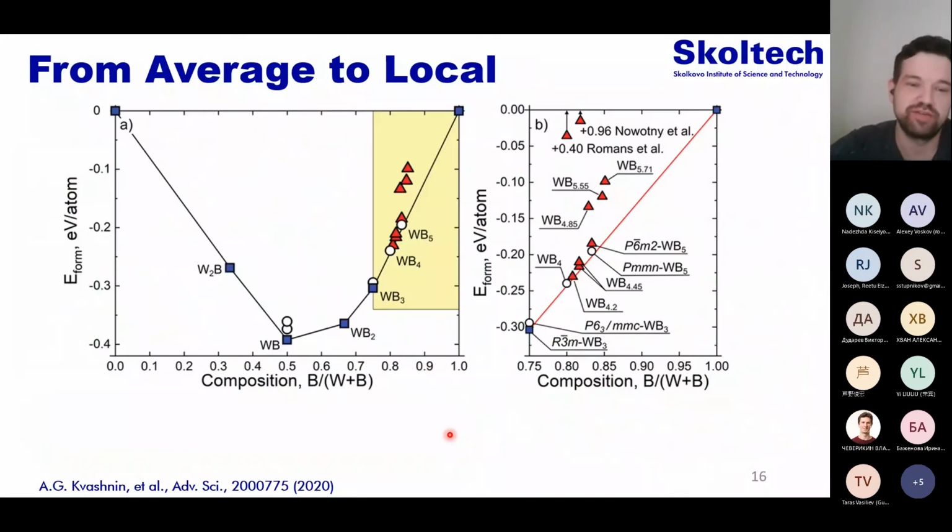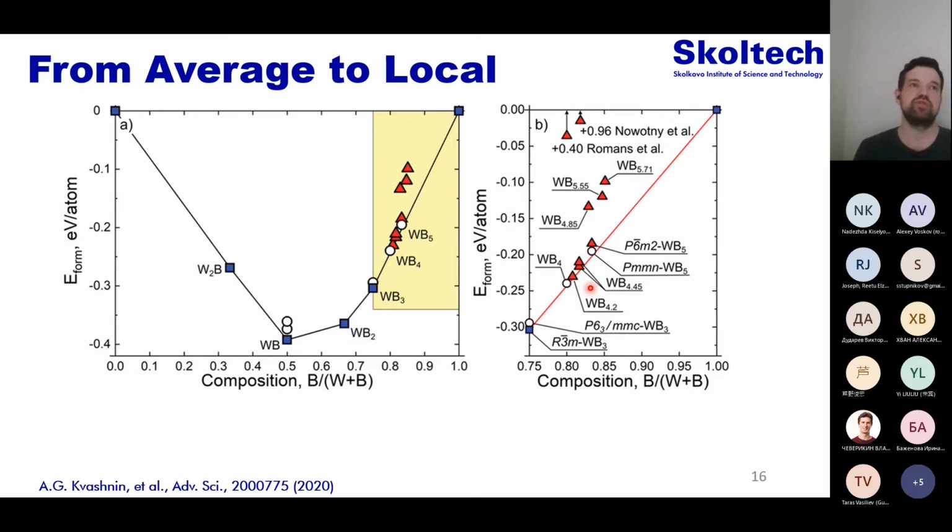After that, when we have such an average model of the disordered compound, we can construct different local structures in order to calculate their formation energy and other properties. Here you can see the boron-rich part of the convex hull, and the red triangles are the local structures which we constructed based on the average models, but they have different compositions like tungsten boron 4.2, 4.45, or even higher, 4.85, and so on. You can see that these structures are very close to the convex hull, so probably they can be stable at higher temperatures.